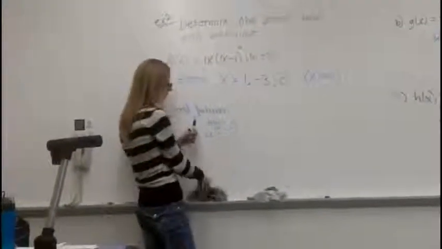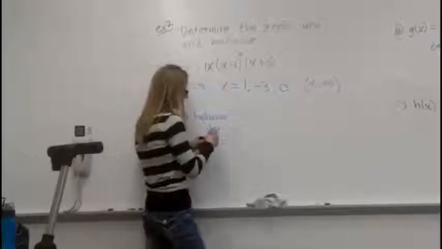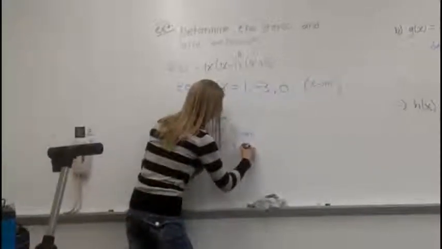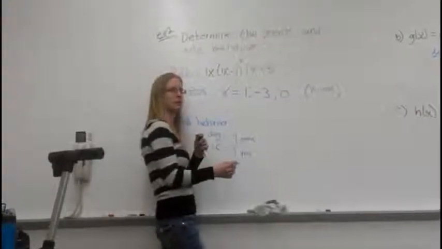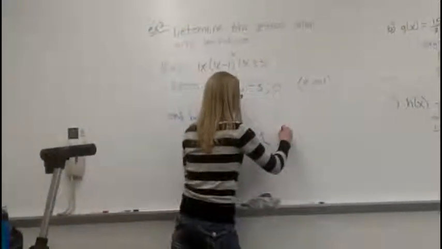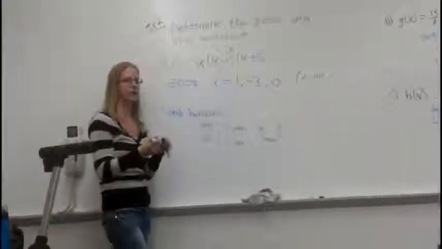Let's keep going. So with this degree 4 and the leading coefficient 1, the degree is even, the leading coefficient is positive, right? So what does the end behavior look like? Up on both sides. Perfect.